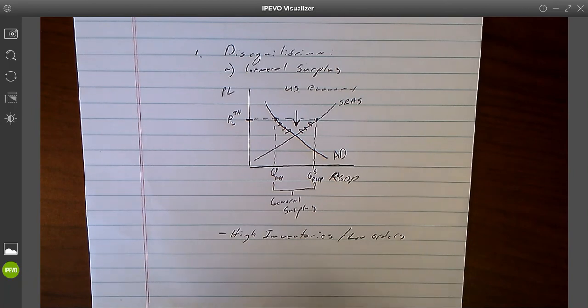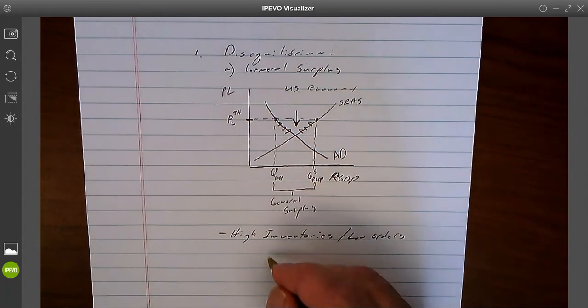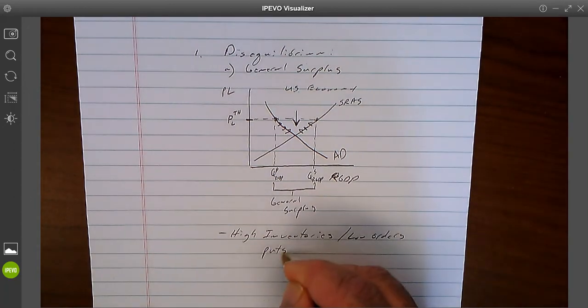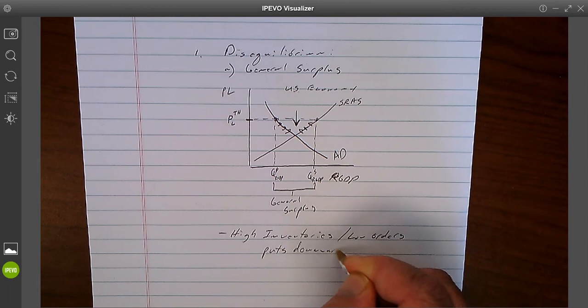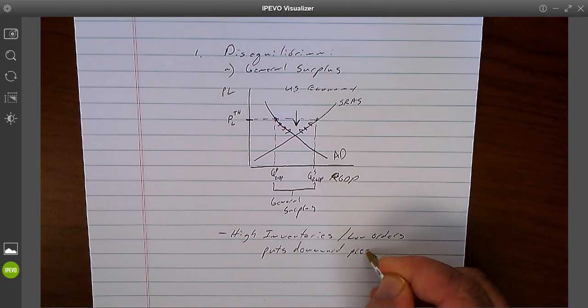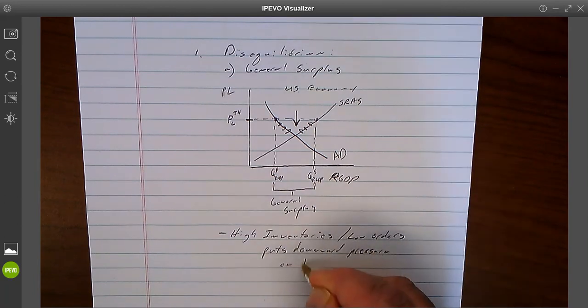I was working in clothing at the time I had this experience. We don't need to have swim trunks as the winter's approaching. And if these swim trunks aren't going to move at this price, lower the price, get it out of here so I can make room for the sweaters that are coming in. So this is a natural pressure. It puts downward pressure on price. This high inventory puts downward pressure on the price level.